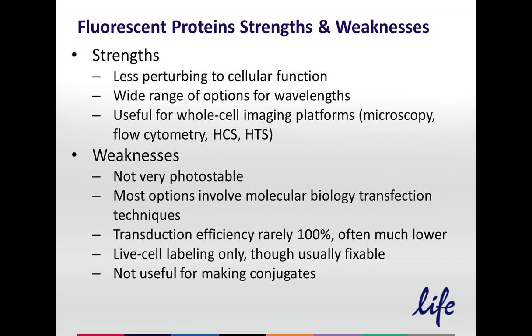You cannot label cells that are already fixed by any means. Although you can formaldehyde fix most of the fluorescent proteins to be retained, some of them are a bit fussy, and you can lose the fluorescence under some conditions. For instance, if you fill your cover slip with nail polish, the solvent will kill GFP. And they're not useful for making conjugates like you would with organic dyes or phycoerythrin. You can't just take GFP and conjugate it to an antibody, for instance, with fluorescence.